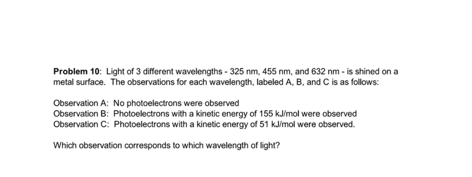All right, it says light of 3 different wavelengths, 325 nanometers, 455, and 632, is shined on a metal surface. The observations for each wavelength A, B, and C are as follows. A has no photoelectrons observed. That's a key word: observed. Photoelectrons with a kinetic energy that were observed, and photoelectrons with kinetic energy of 51 kilojoules per mole were observed. Which observation corresponds to which wavelength? I'm hoping that observation A is a no-brainer. What do you think it is? Go ahead and jot down your ideas.